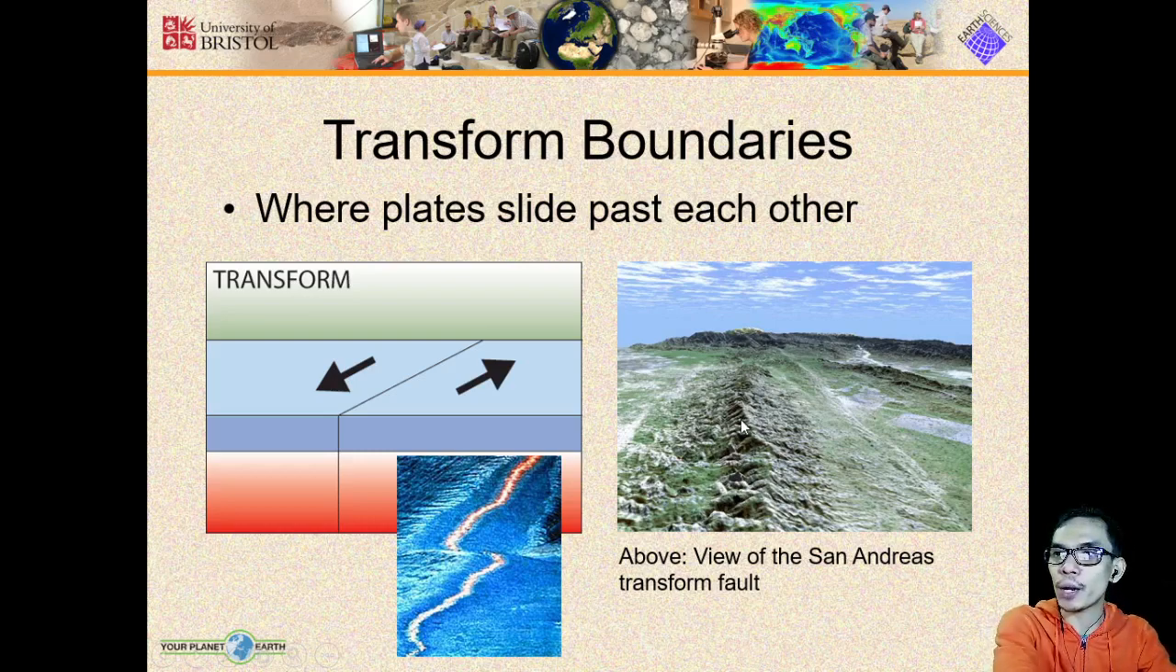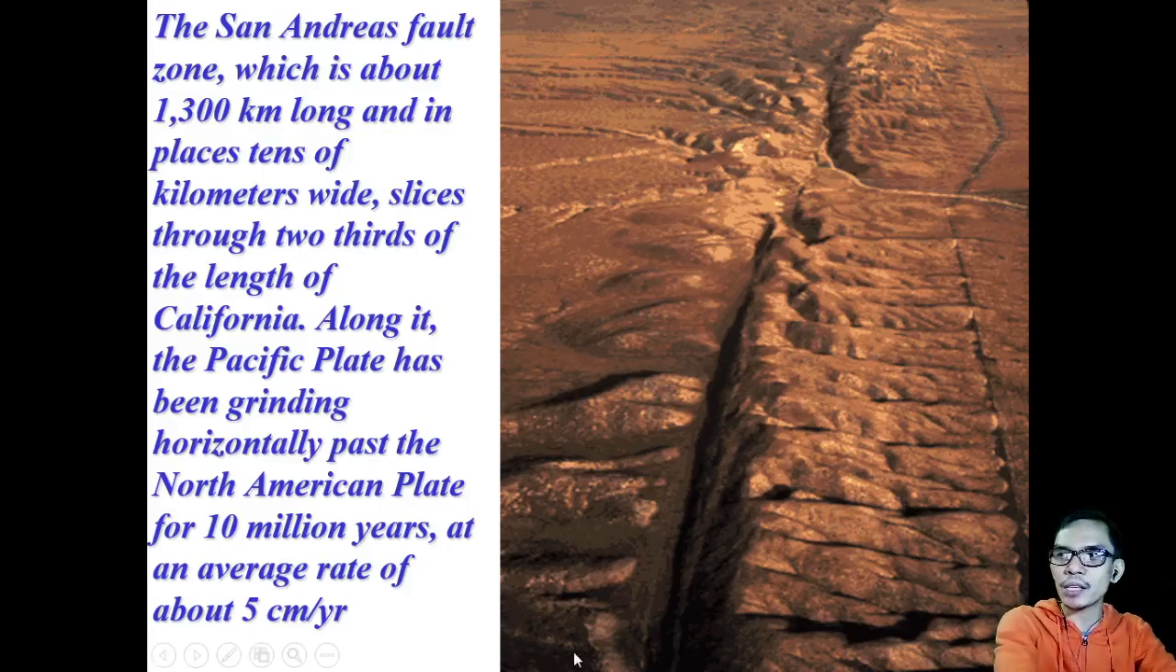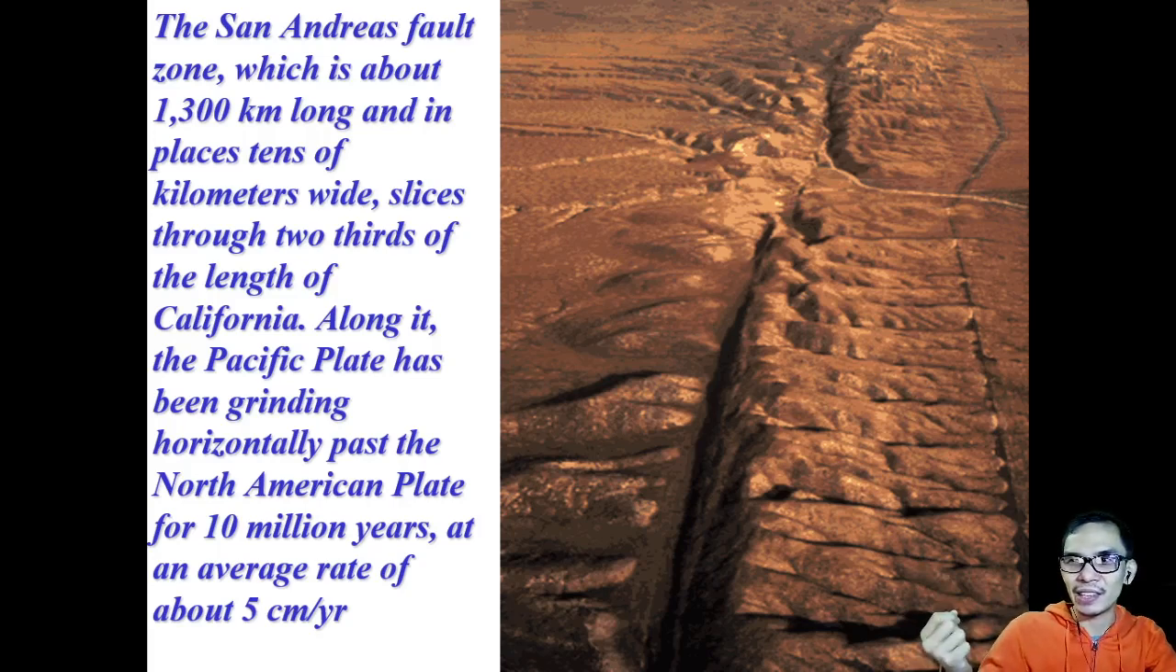A very good example that you have right here is the San Andreas Fault. This is the San Andreas Fault viewed from above. This is the only transform plate boundary that can be seen on the Earth's surface. Most of them are found underwater. So that is why we can appreciate it. Here we have the San Andreas Fault. This is the place where you can find the transform plate boundary working as it should be.